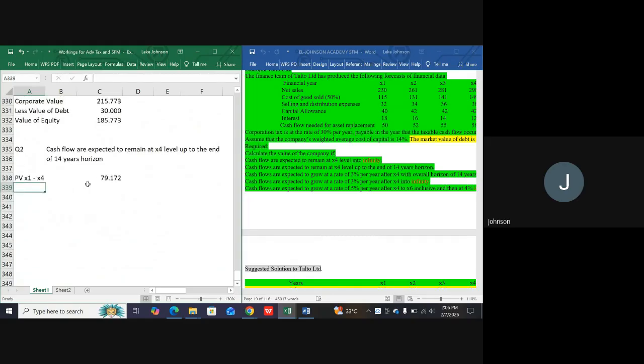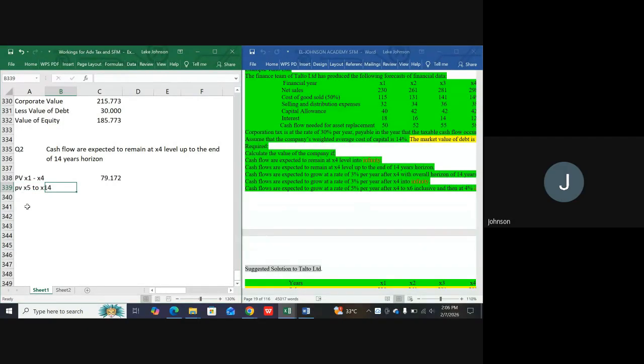Okay, so now we're not looking for present value of X1, X5 to X, is it 14? Yeah, so that's what we are looking for. We're looking for that amount. So to get it, whenever you have an annuity, you have an annuity from year 5 to year 14.